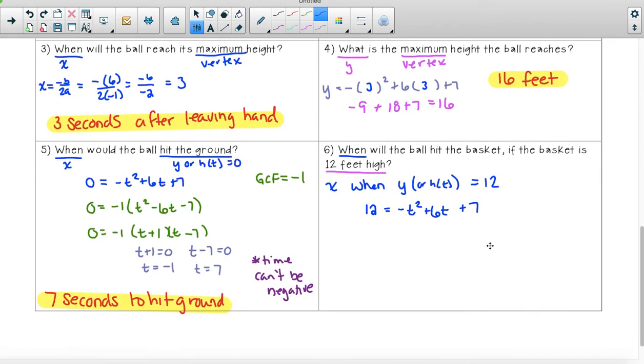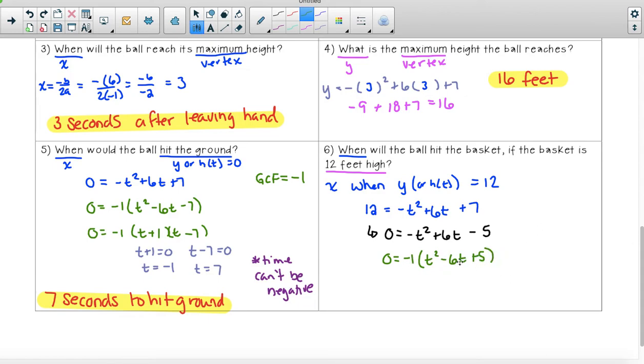Now, to solve this, we're going to solve by factoring, the same way we did here, but it has to be equal to 0 first. So we need to rewrite this by subtracting the 12 to the other side. So this should become 0 equals negative t squared plus 6t minus 5, because 7 minus 12 gives us negative 5. Now we're going to factor it. Factor out that GCF of negative 1 again, so we know it's going to be 0 equals negative 1 parentheses, positive t squared minus 6t plus 5.